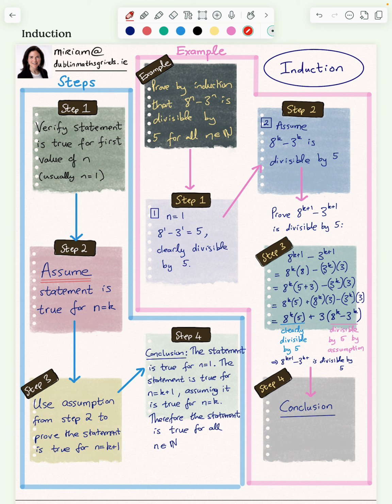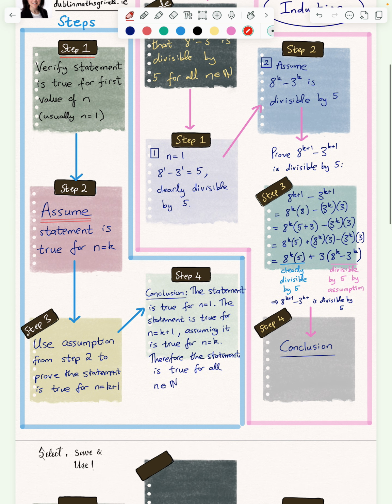in a separate video. So for the steps, step one is that you verify the statement is true for the first value of n. That's usually n equals 1, but if it said, for example, n greater than or equal to 2, then you start off at n equal to 2. So it's just the first value of n, but usually n equals 1.